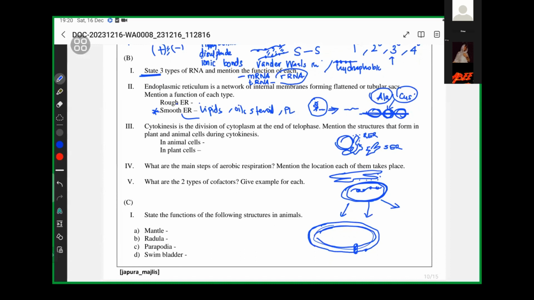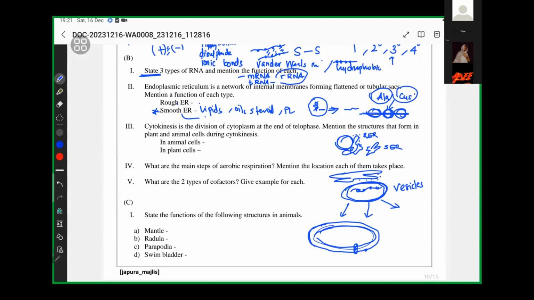So to summarize these things, the rough ER is involved in protein synthesis, the smooth ER is involved in lipid synthesis. Both are doing some sort of production, and they both are packaging things in vesicles, right? And the main thing, the smooth ER is involved in the detoxification and stores the calcium ion. We'll move to the next question.